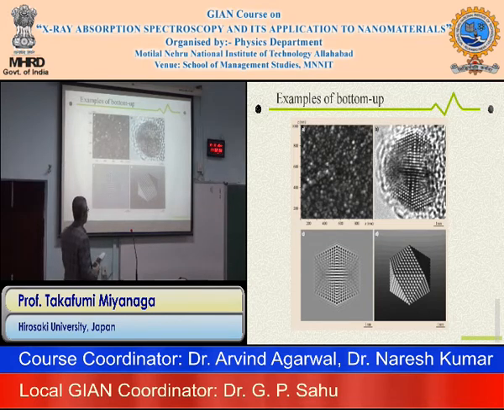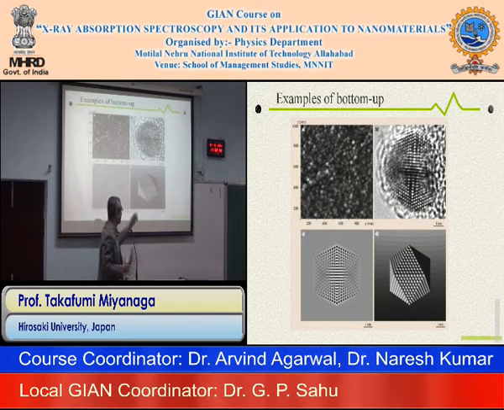Maybe this is the platinum or some metals, stable metals. Gold, palladium and platinum are very stable, so it's very useful for making nanomaterials because of no chemical reactions with the nearby chemical species.